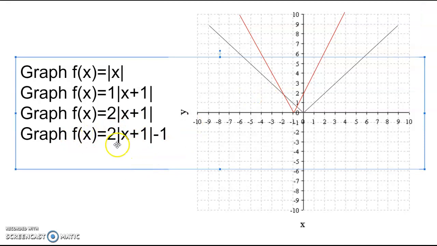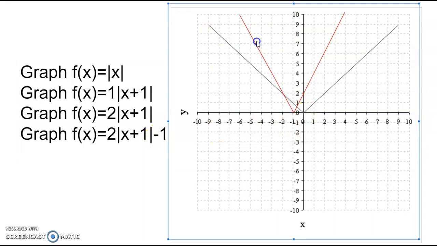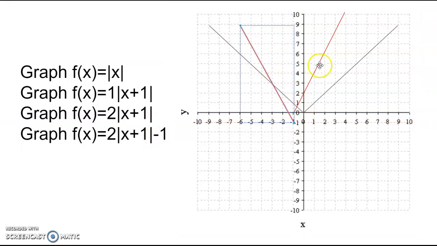And for the last step, the final step, the graph of f of x equals 2 times the absolute value of x plus 1 minus 1, anything outside of the absolute value that's not the slope is going to be a vertical shift, up or down. So plus 1 would be up 1, and minus 1 would be down 1. So the new and final graph would look right here.